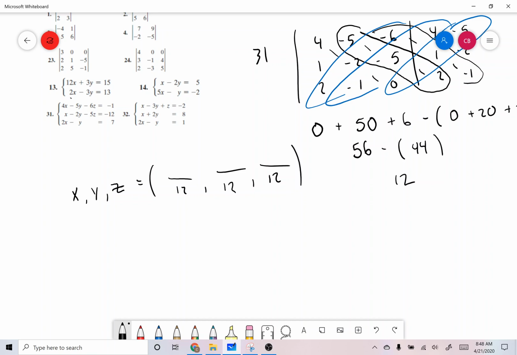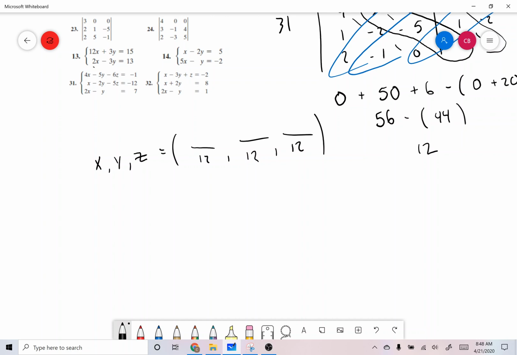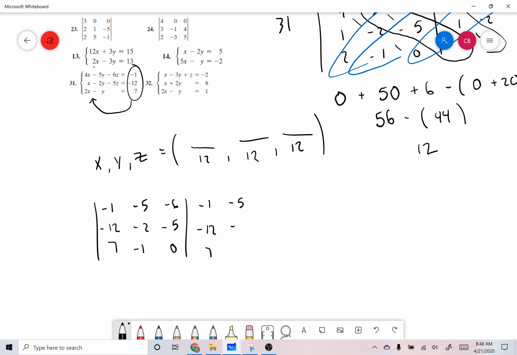Okay. And now let's figure out what x, y, and z are. We're going to plug the solutions in for the x column and then solve it. So we have negative 1, negative 12, 7, and then we have negative 5, negative 2, negative 1, negative 6, negative 5, and 0. Determinant. And we are going to write them again. Negative 1, negative 12, 7, negative 5, negative 2, and 0.